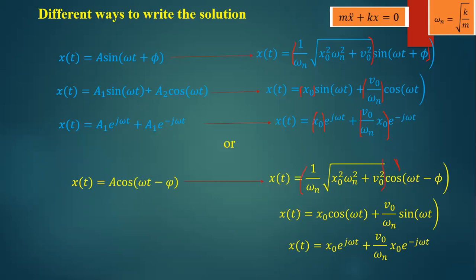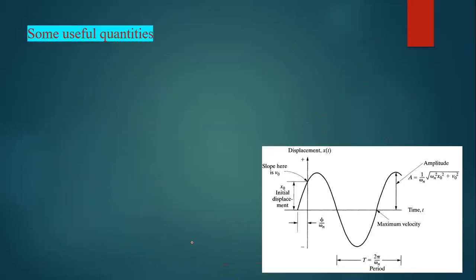These constant terms should be placed in separate brackets. Okay, these are the types of solution representation. Some useful quantities in the analysis. A represents the peak value of the amplitude. That is, the maximum amplitude is represented by A.